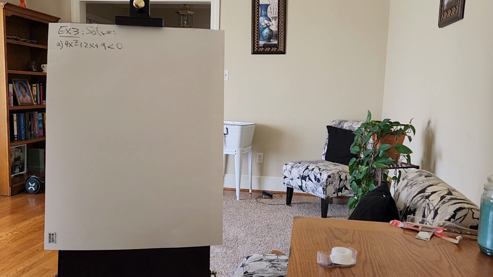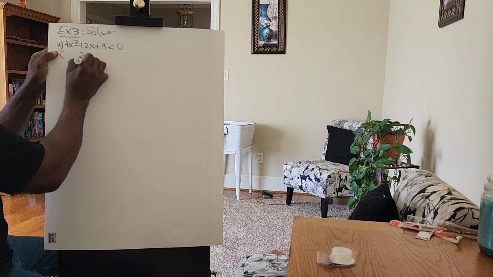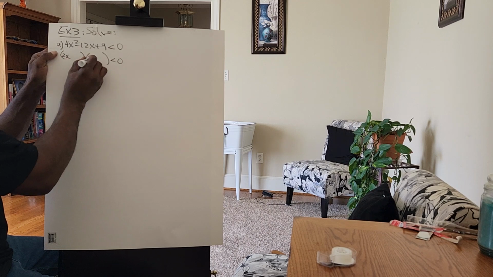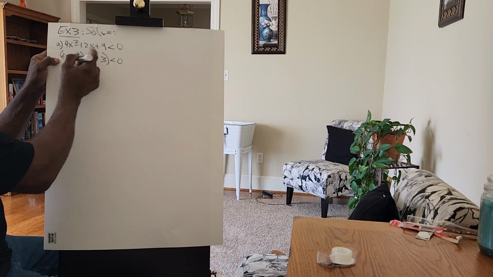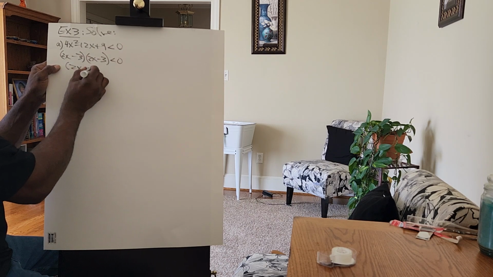Well, can I factor this thing? Well, I think I can. For the 4x squared, that's 2x and 2x. For the 9, that's a 3 and a 3. That's a negative, that's a positive, which means that both of these are negatives. So really, I could have written it like this.